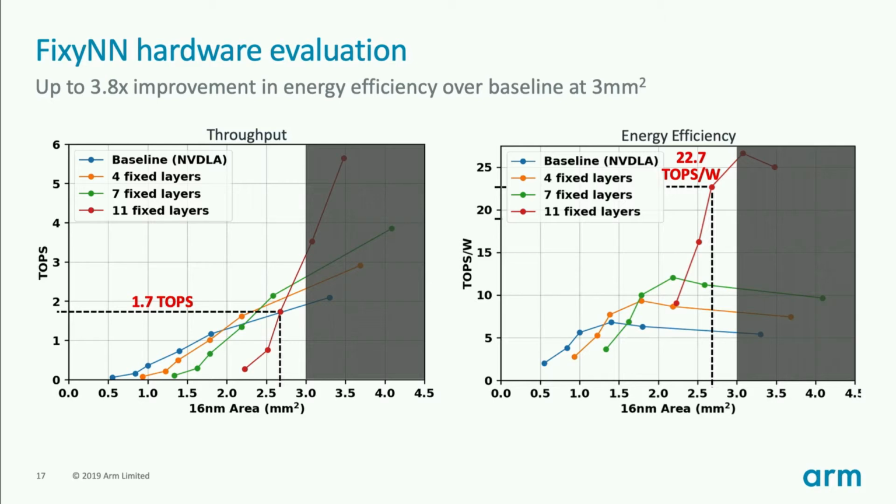And here we've cherry-picked a design that has high energy efficiency. So the throughput is similar to the baseline, actually, around 1.7 TOPS. But the energy efficiency is significantly better, around 22.7 TOPS per watt. This is around 3.8 times improvement in energy efficiency over the baseline.